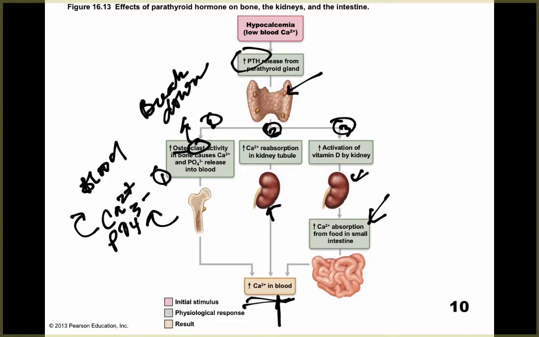You can see this right here is essentially the initial stimulus that happens. All the green here are the physiological responses your body enacts to change the situation, and thus the yellow here is the result. So that's how parathyroid hormone works on the bones, the kidneys, and the intestines in combination to increase calcium levels.